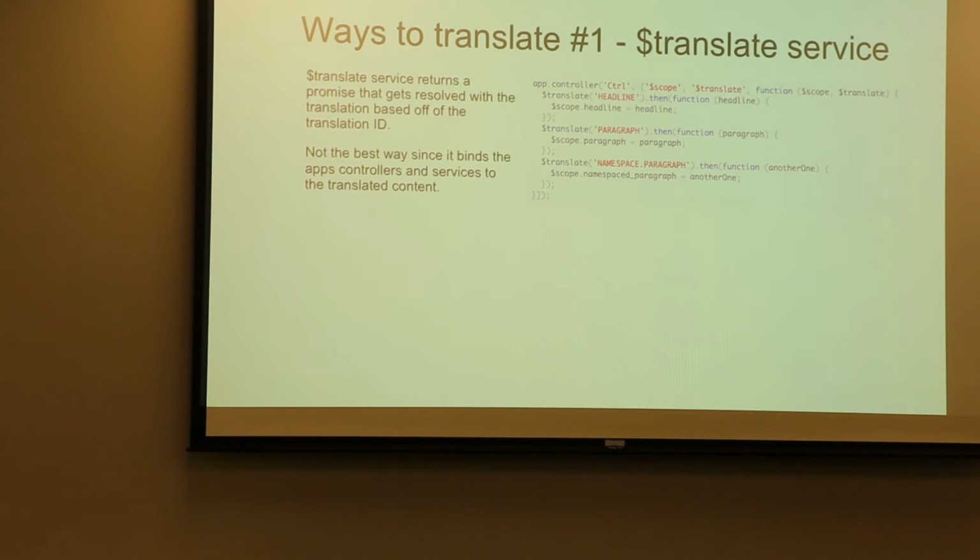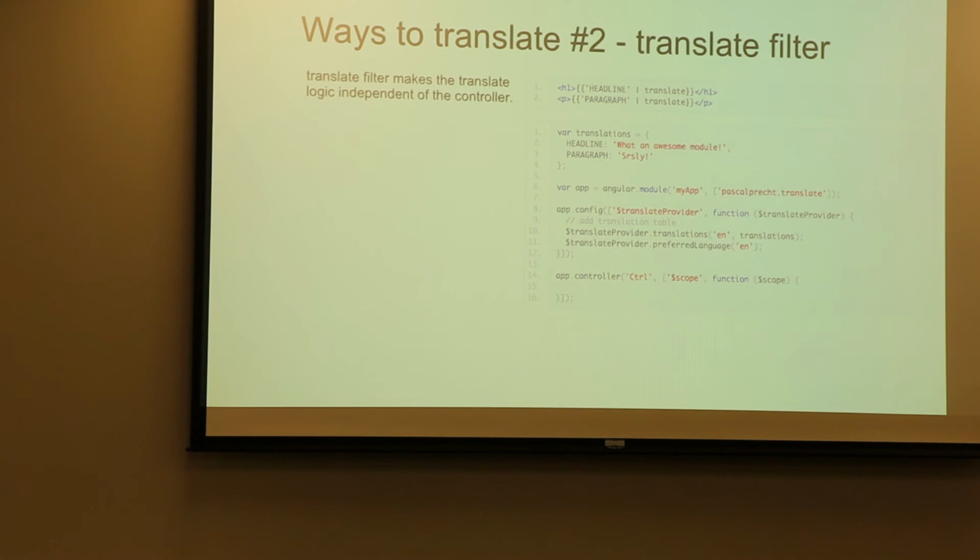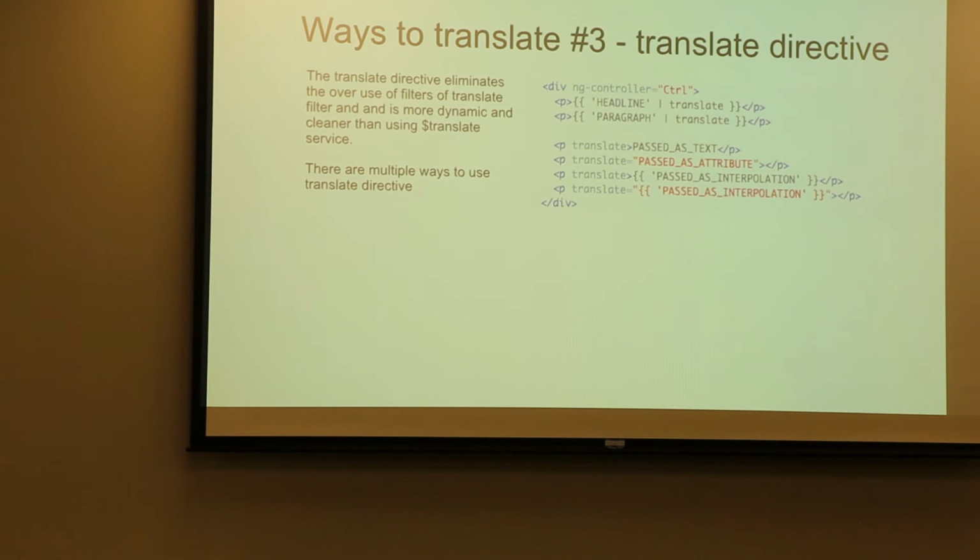It's a little more complicated. The code is in the controller, which isn't as good. And yes, it finds the app controllers and services to translate content. The second way is a translate filter, and this is better because it's independent of the controller. You can see the translation IDs over there. And then the translate directive is the best, and it's a lot cleaner. There's a little more flexibility with how you use it: you can use either an attribute or interpolation.